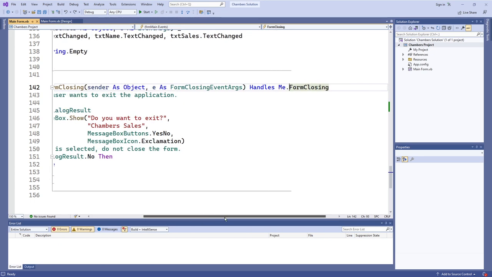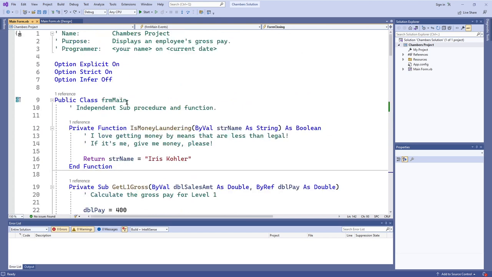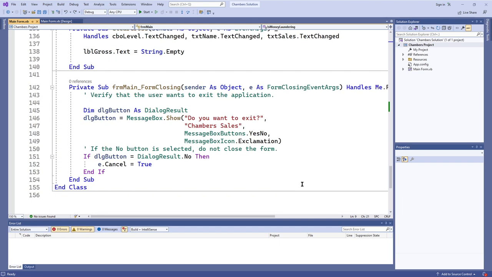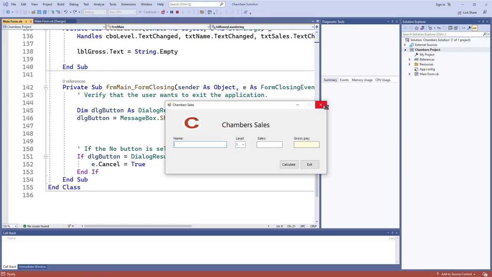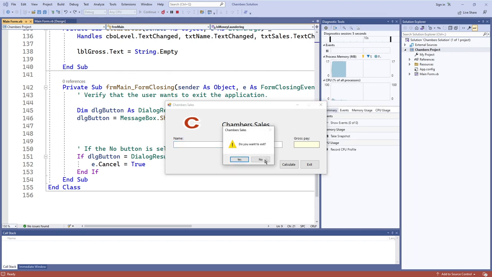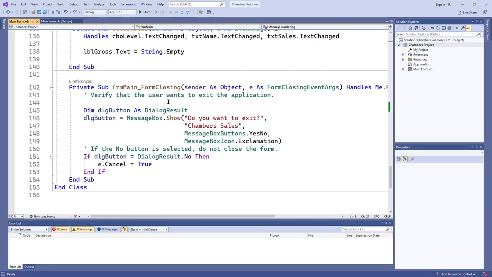Remember that me is a way for form main to refer to itself, and we are in fact in form main. Regardless, come back up here. The closing event happens when I'm trying to close the application. And it's not just when I hit exit and me.close gets called. It's also when I click the X button, the close button in the upper right. So any time I'm trying to close the application in a normal way, the application will have this form closing event. And in this case, we have it caught by the event procedure.